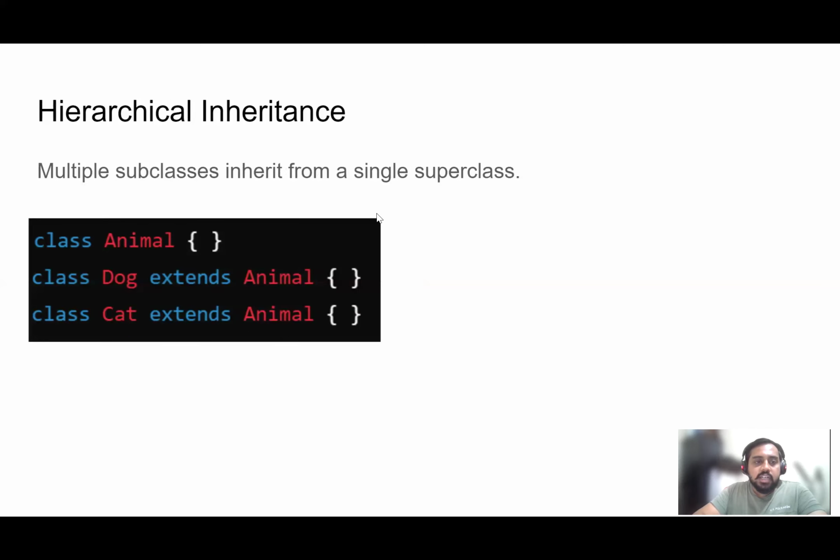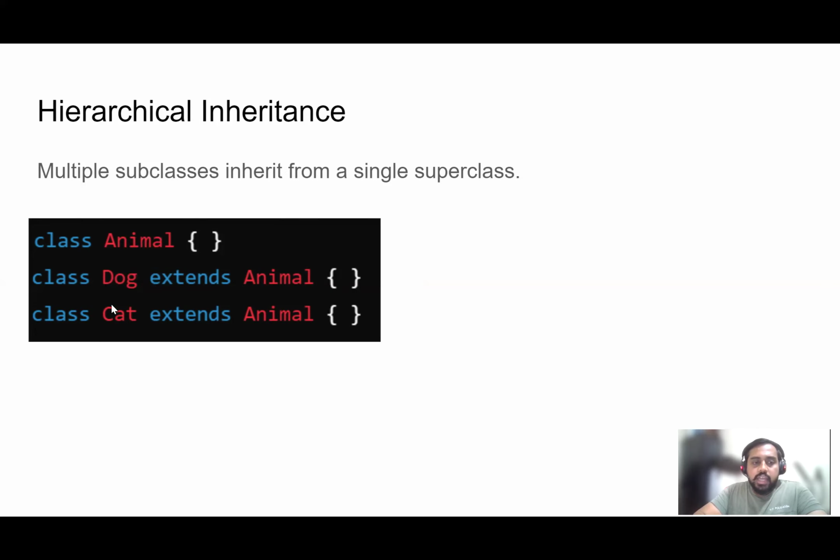What is hierarchical inheritance? Hierarchical inheritance is nothing but a lot of subclasses inheriting from a single superclass. That means we have a class called animal, and we need to define one more class called dog. Dog belongs to animal, so all the properties available for animal should be available for dog. So I define class dog extends animal.